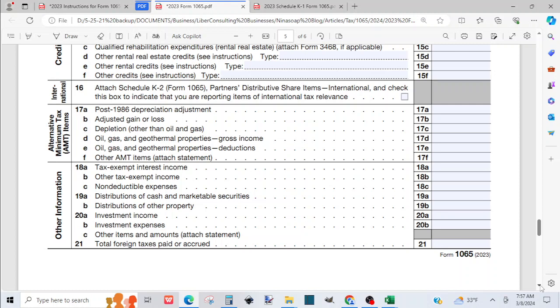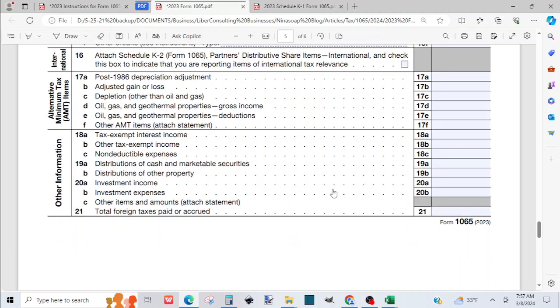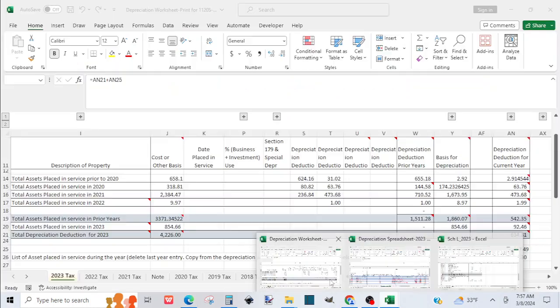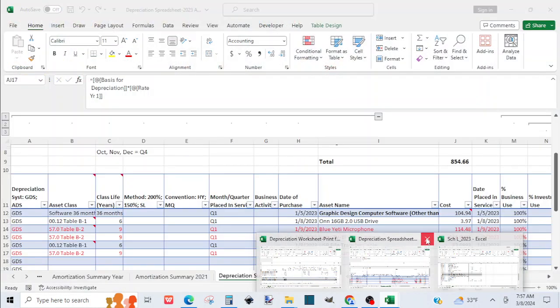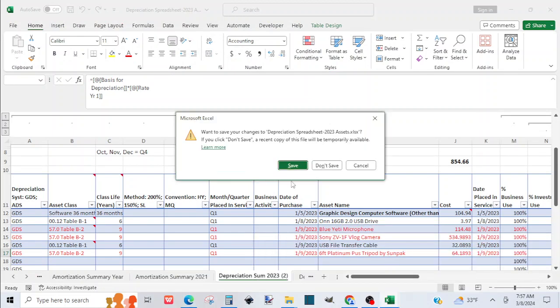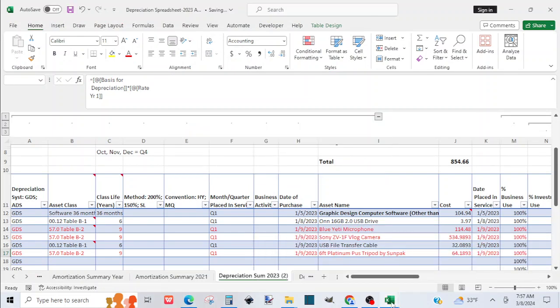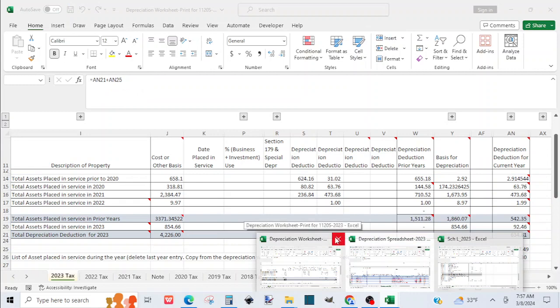Alternative minimum tax. Again, if you are using tax software, you should be able to determine if something there needs to be completed. Other information. So under information, you have 18A, tax-exempt interest income, other tax-exempt income, non-deductible expense. We are going to put 140 here, because we do have 140 in our, at this point, I think I can close the depreciation spreadsheet and open the bookkeeping.